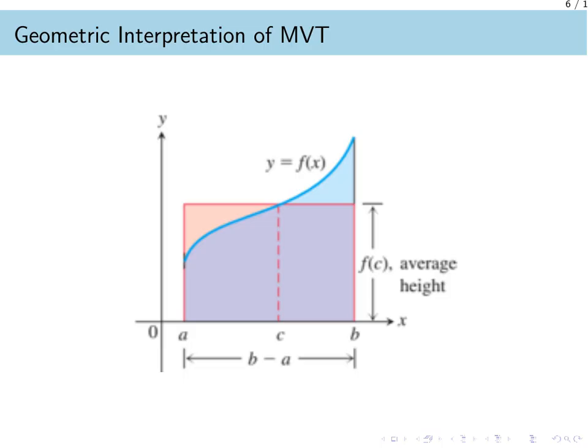This slide presents a geometric interpretation of the mean value theorem. It illustrates a continuous curve y equals f of x and identifies a specific y value, f of c, which represents the average height of the function. This visual helps demonstrate that the area of the shaded rectangle is equal to the area under the curve.